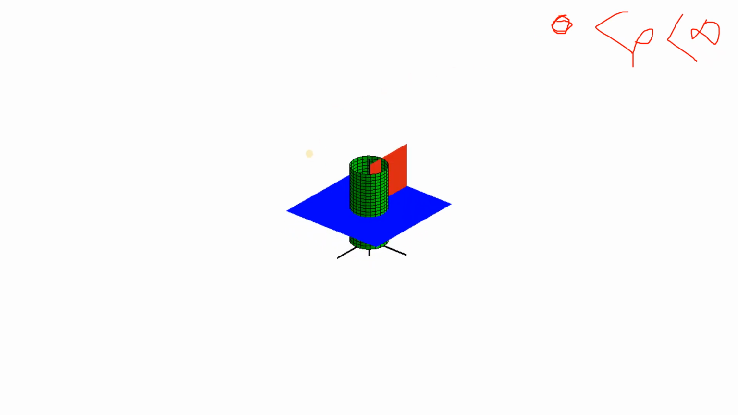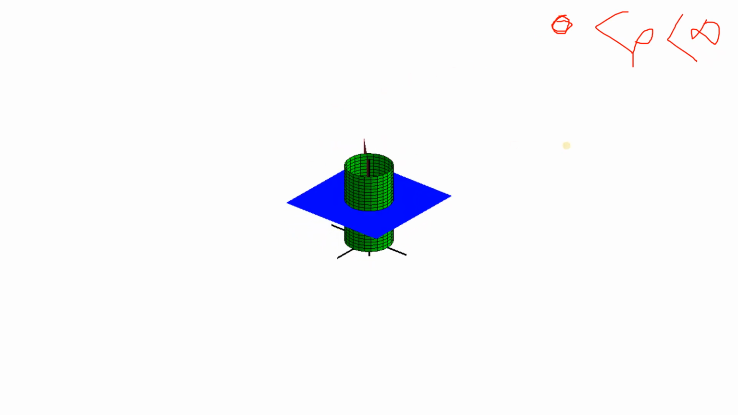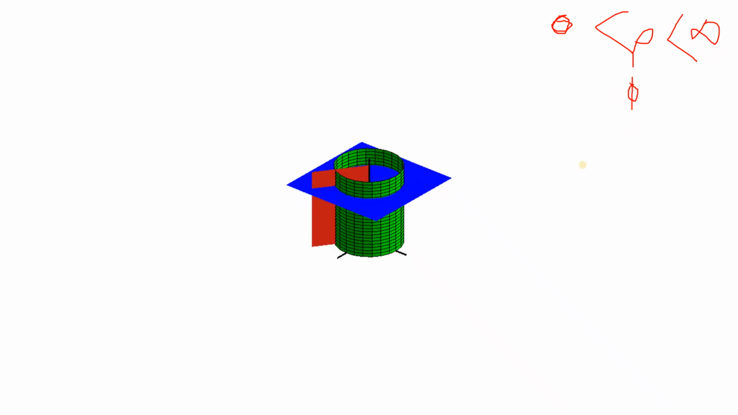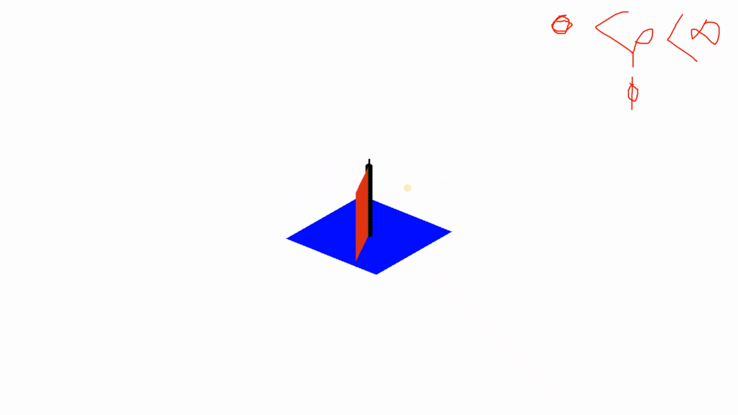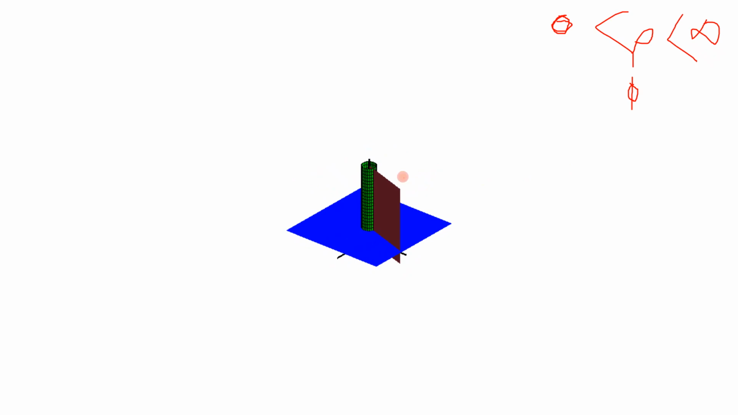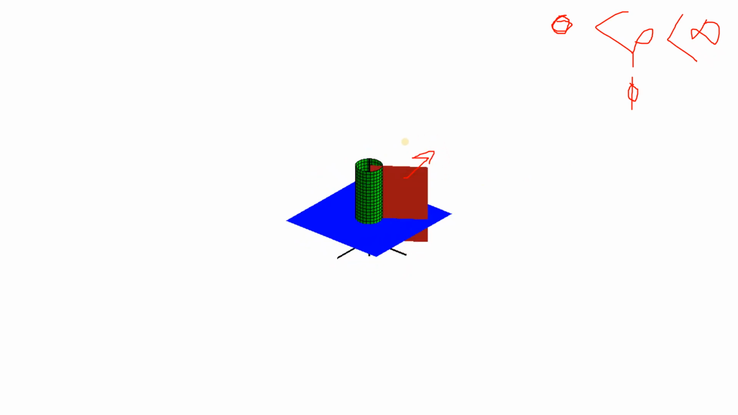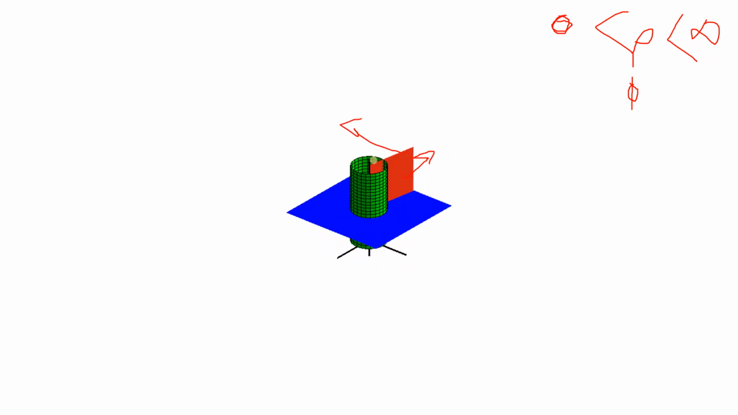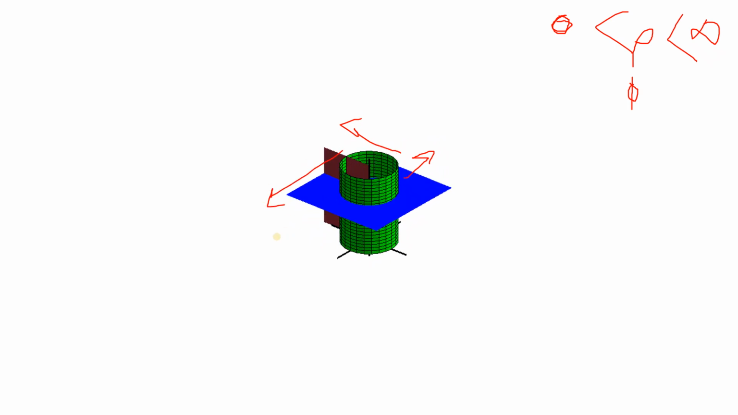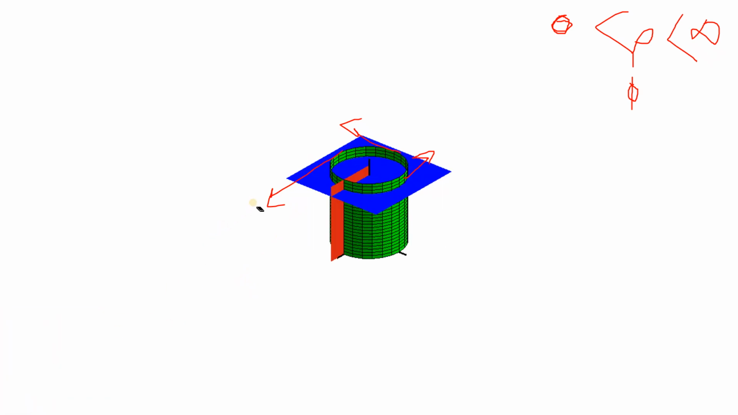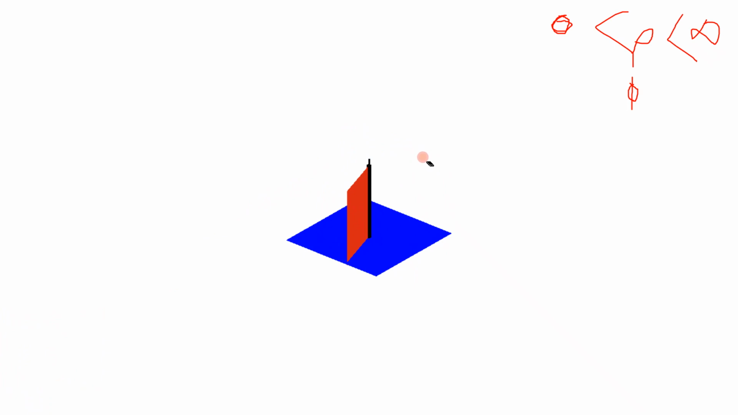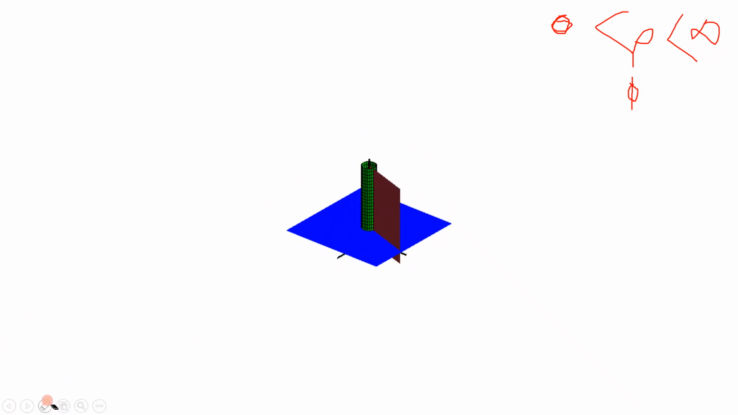Now the red color plane, you can see it is rotating. Why is it rotating? Because it is the phi axis. That means if I start, it is starting from here. So if I draw a line like this, it is detected over here. Now if it is changing its position, it is detected over here. If it is changing its position like this, it is detected over here. So it keeps on changing because depending upon the point where it lies, its direction changes.